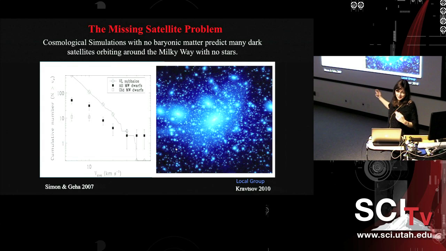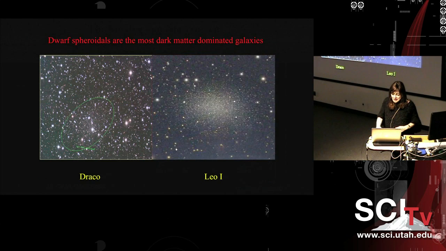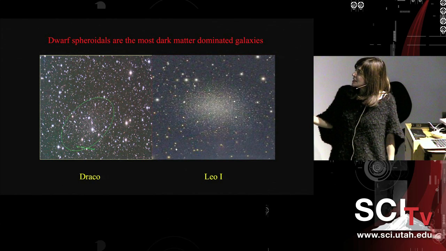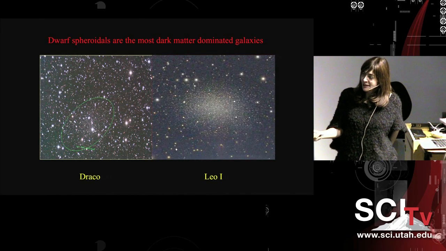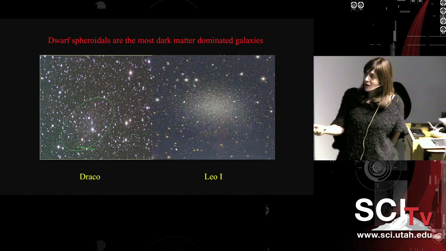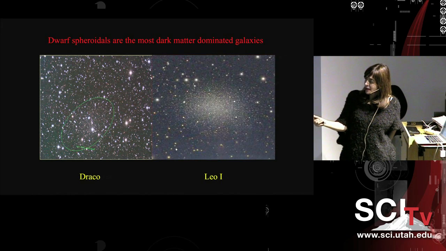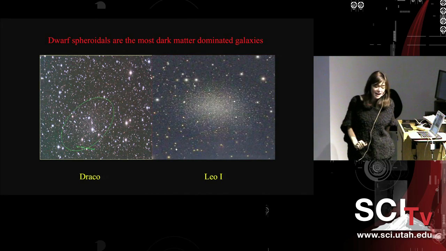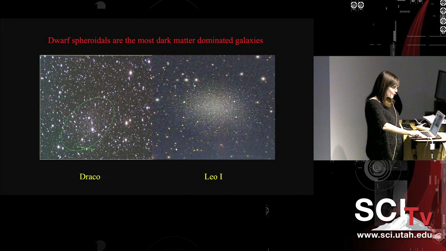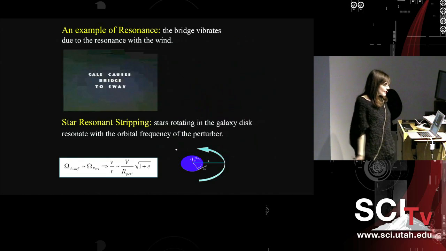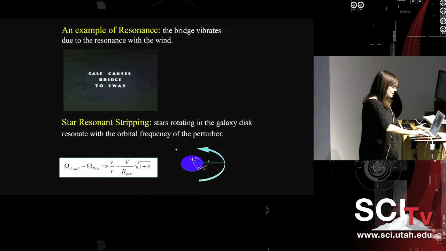So this is another example, another set of images of two other dwarfs. This is an ultra-faint dwarf, Leo 1. This is Draco, just to show you again how faint they are. And, okay, now first I wanted to tell you something else.